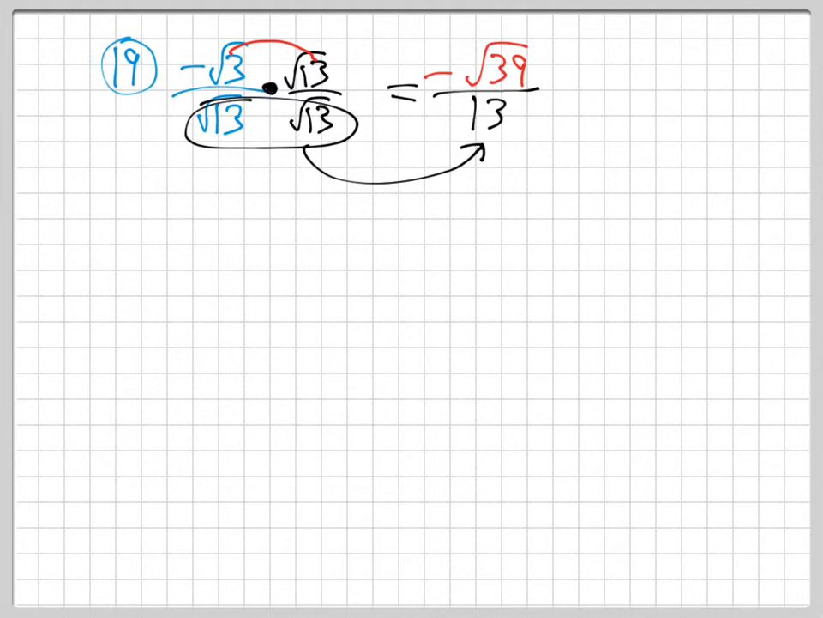Hey, why can't we cancel? Doesn't 13 go into 39 3 times? Yeah, but different worlds. One of them's in the root, one of them's out. In jail, out of jail. No interacting. We're done right there. Questions I can answer on that?